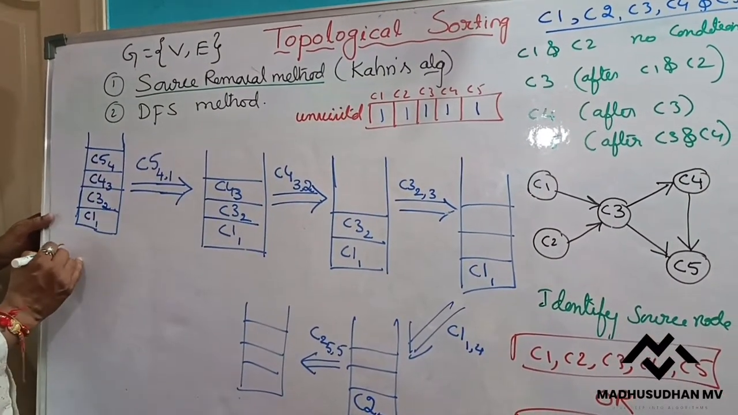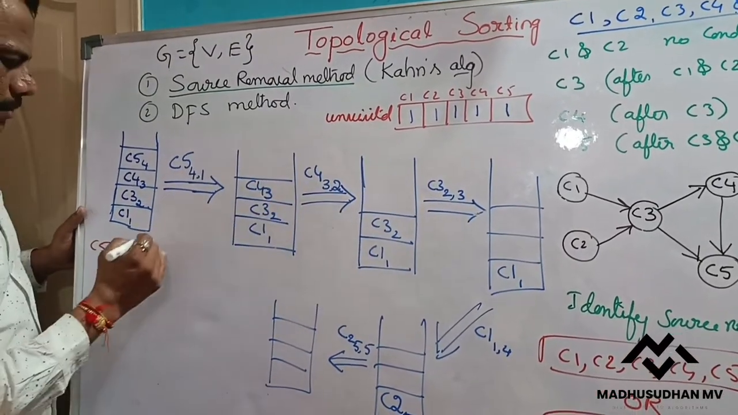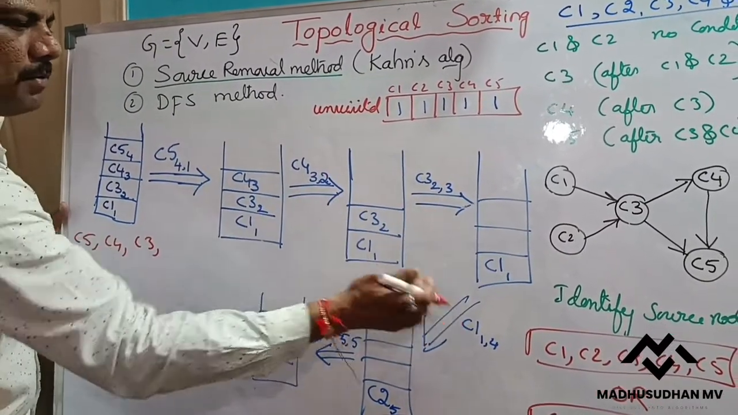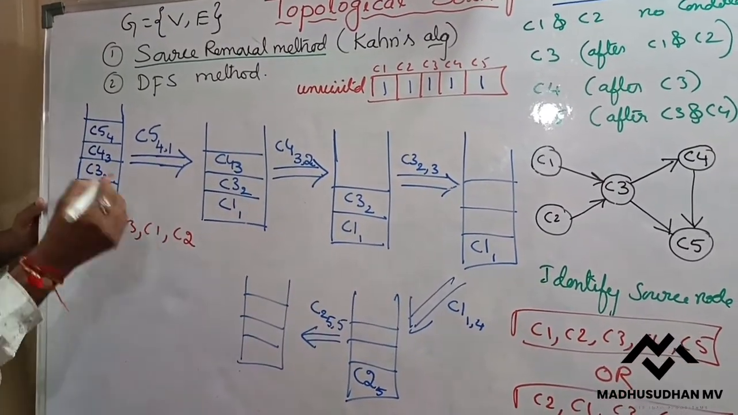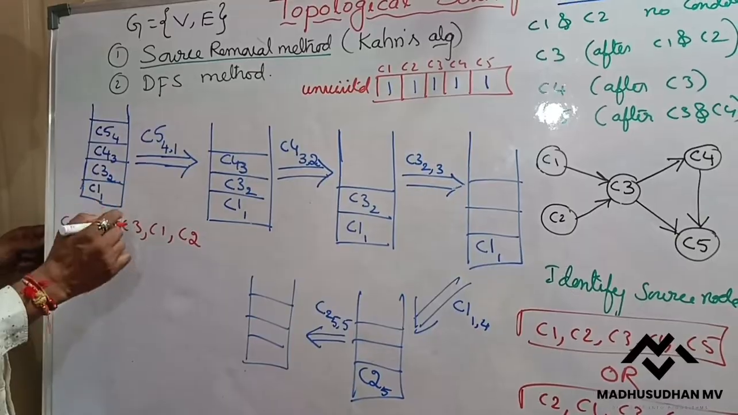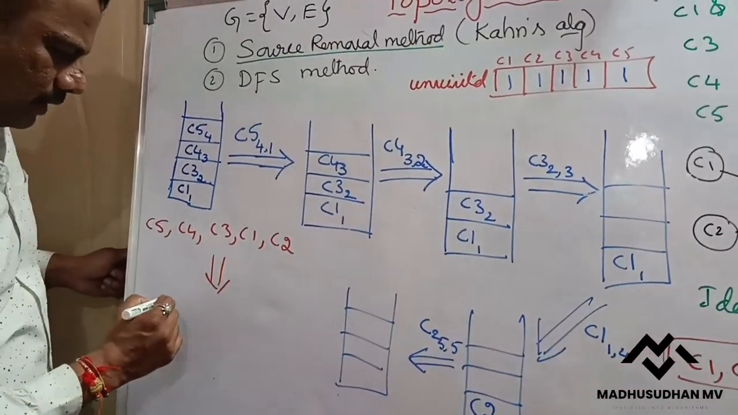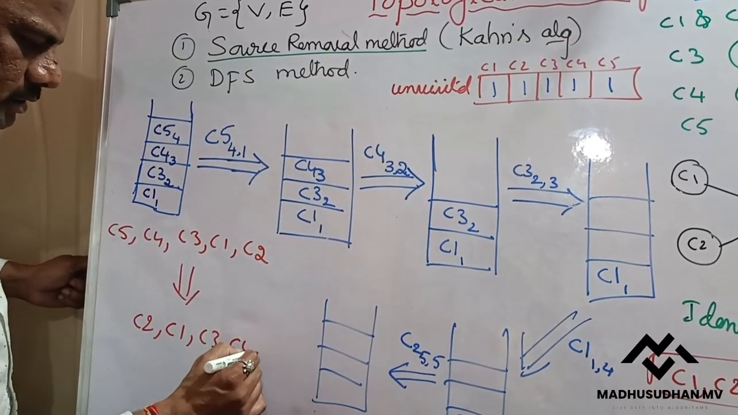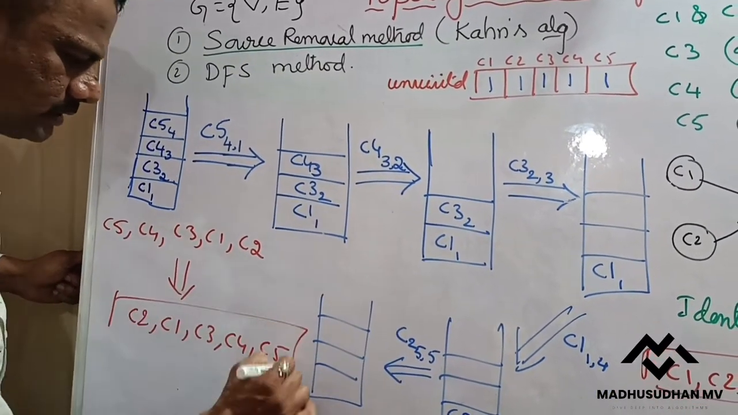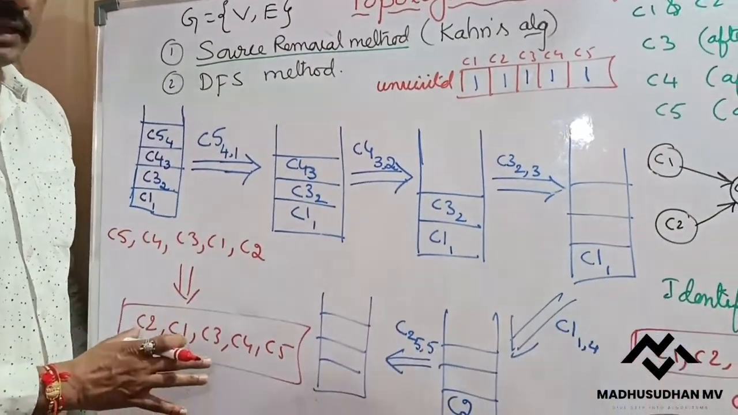Now just make a note of the order in which we popped out. C5 is the first one. Then I took C4. Then I popped out C3. Then I popped out C1. Then I popped out C2. Now this is the order I took out, but you have to reverse it. If I reverse this, I get C2, C1, C3, C4, C5. This is my result, my linear ordering of the vertices.